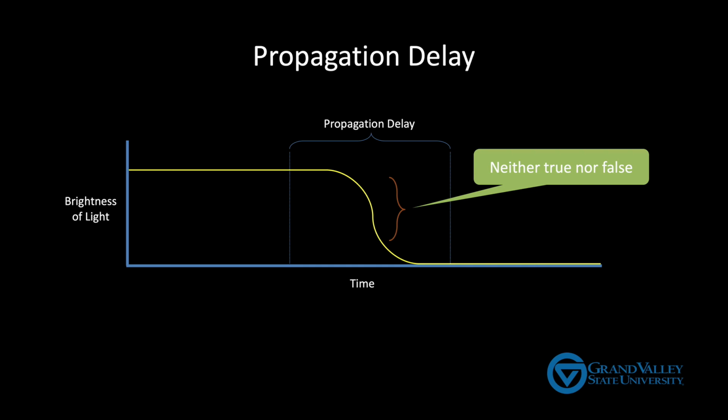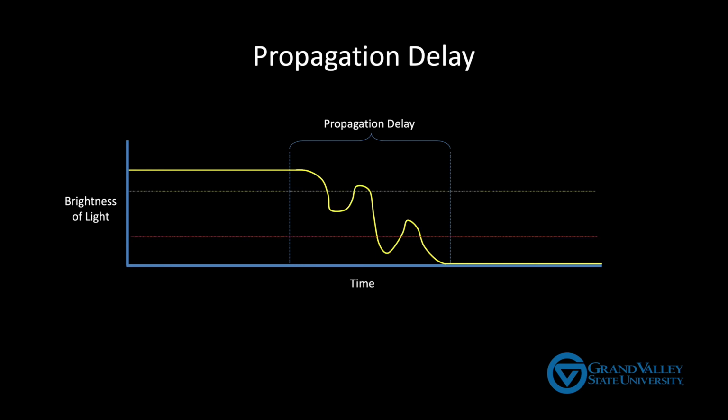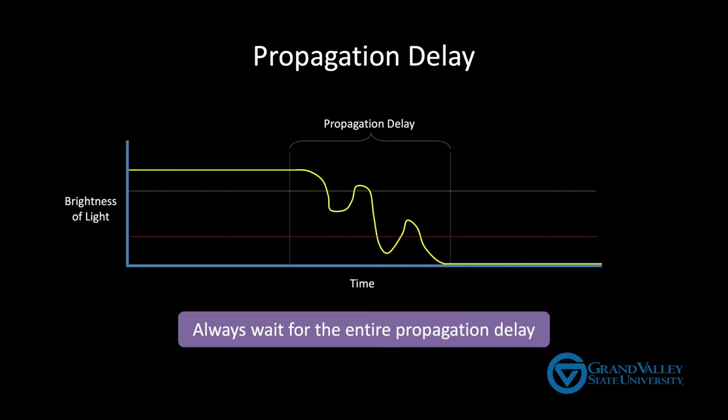Second, this transition between values isn't always as smooth as this diagram suggests. It may bounce around a bit and actually look more like this. So just because you see the output change doesn't mean you're seeing the final answer. It may change again. The bottom line is you can't use a circuit's output until the entire propagation delay has elapsed.